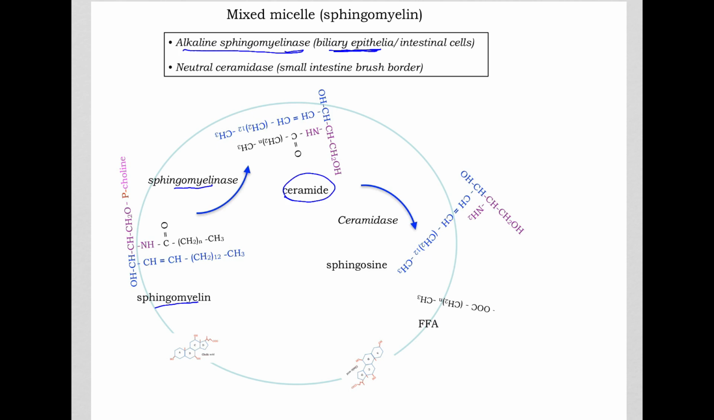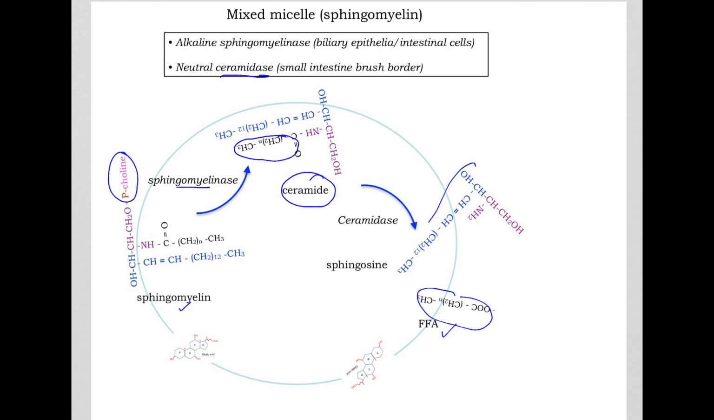So in the next step, there are two enzymes: alkaline sphingomyelinase, that's produced by the epithelial cells that line the bile ducts, as well as by the intestinal cells. And there's another enzyme, neutral ceramidase, that is produced by the intestinal cells. Sphingomyelinase will now remove the head group from sphingomyelin, and that will give us ceramide. The ceramidase enzyme will remove the fatty acid part. So this fatty acid is removed, and that gives us the free fatty acid as well as the product sphingosine.